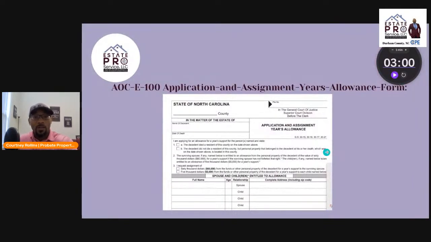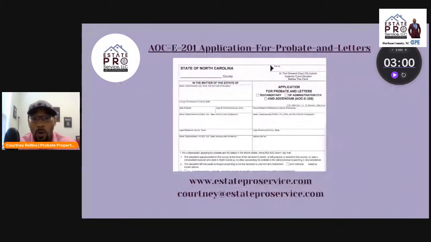All right, so the first document we're going to look at is AOC-E100. This is the application for the spouse's yearly allowance. There's additional paperwork that will be needed to support this document, but the year's allowance could include cash, personal property, or at times both, but it will not include real estate. But this is for folks, surviving spouses who are looking to receive funds or want to assign those funds to another person.